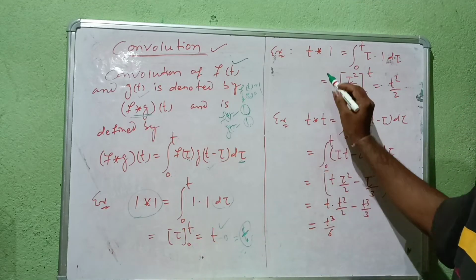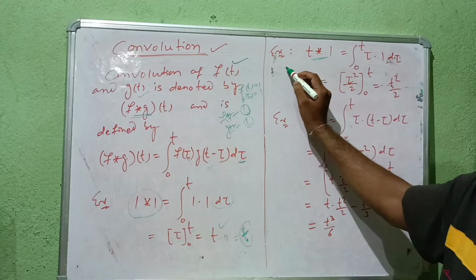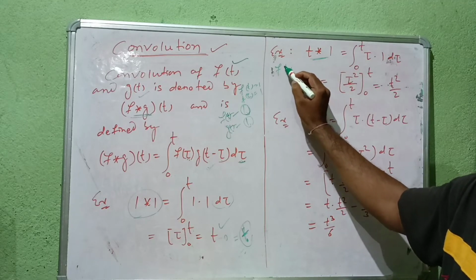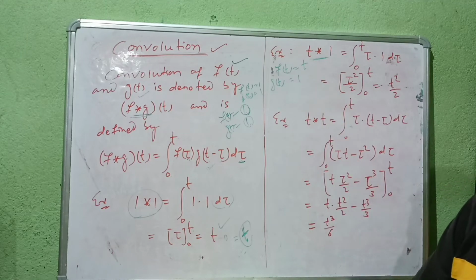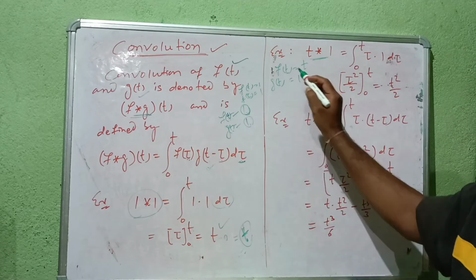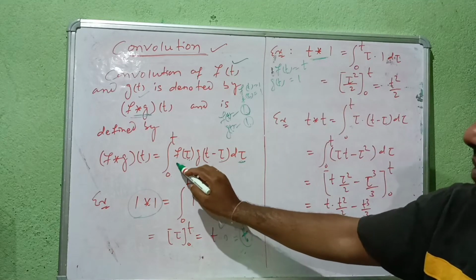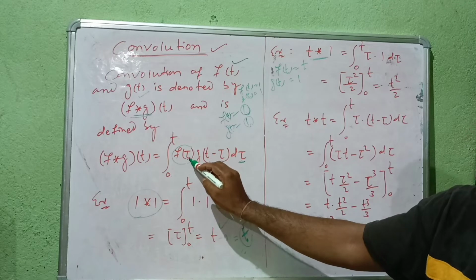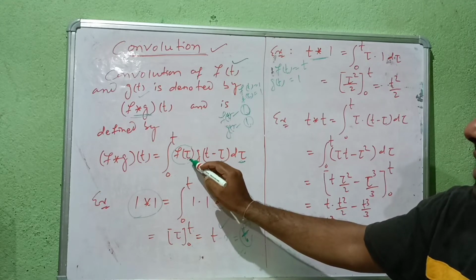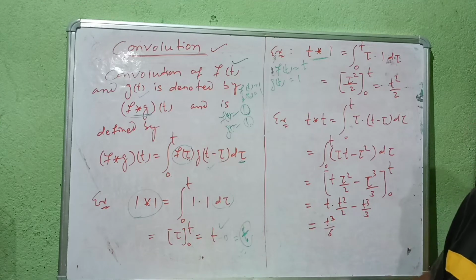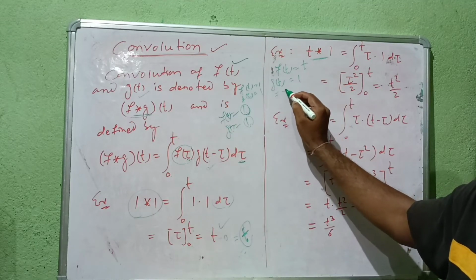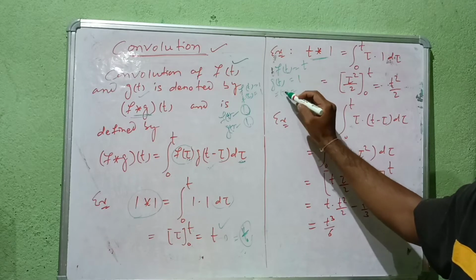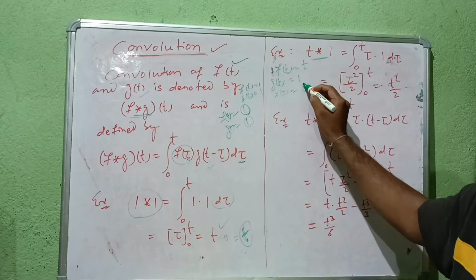Similarly, if you find t star 1, then your f of t is equal to t, and g of t is equal to 1. So if f of t equals t, what should I write? F of tau in the form of tau. In place of tau, you can change the variable also. You can write x, you can write any variable other than t. So here I took tau. Therefore, we have to write in the form of f of tau. So f of t equal to t means f of tau will be what? Just replace t by tau. So in place of t, it is tau.